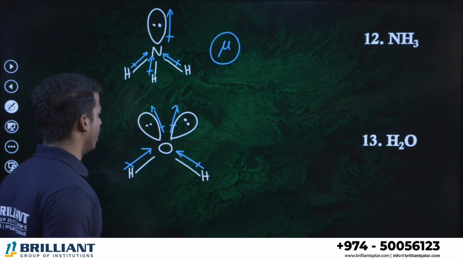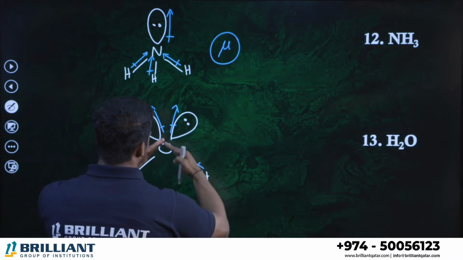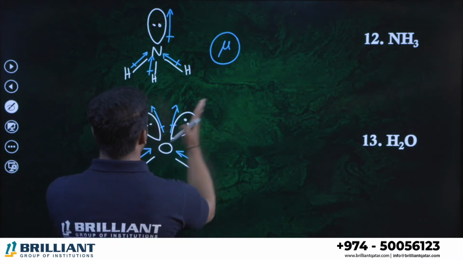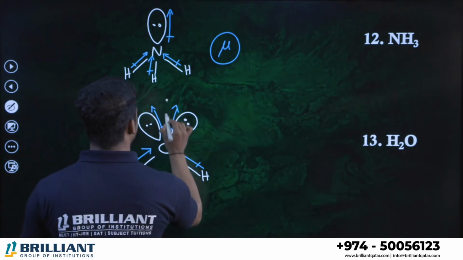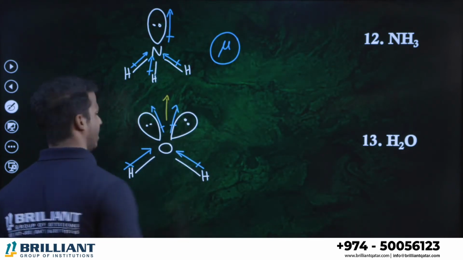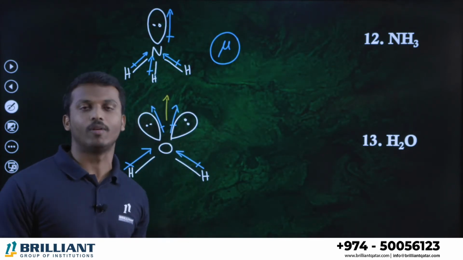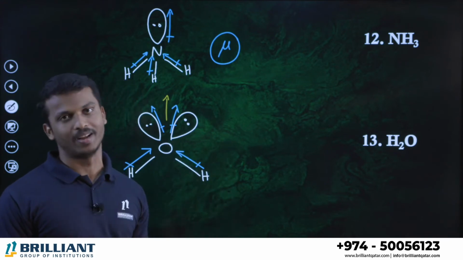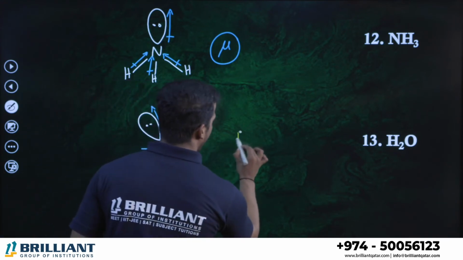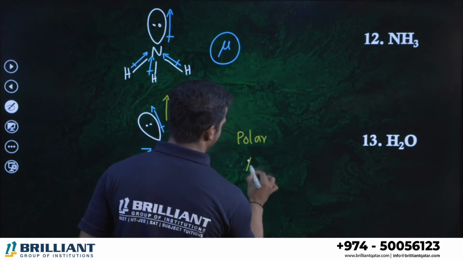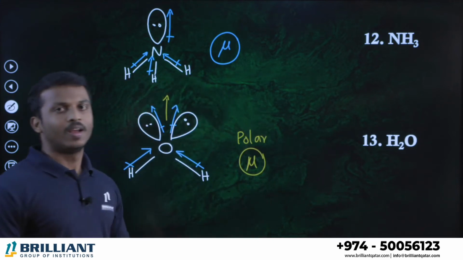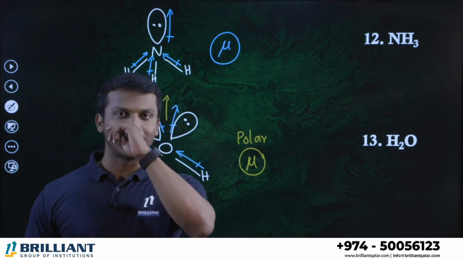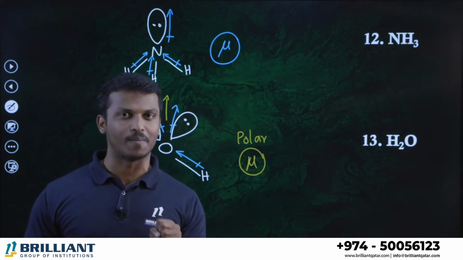What about water? These 2 hydrogens are contributing like this. Lone pair is contributing like this. So where is the resultant? Resultant will be upward. If there is a resultant, we will call it having a dipole moment. So water also polar because it having a dipole moment. Hope you clear how to find out the dipole moment for a system if you know the geometry, correct?